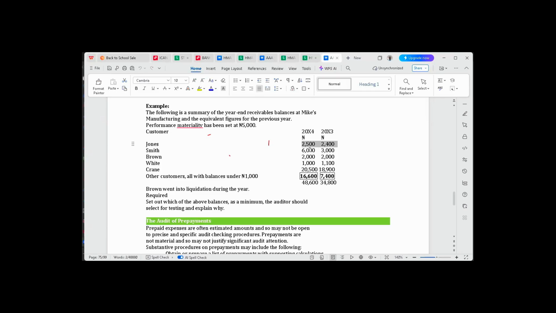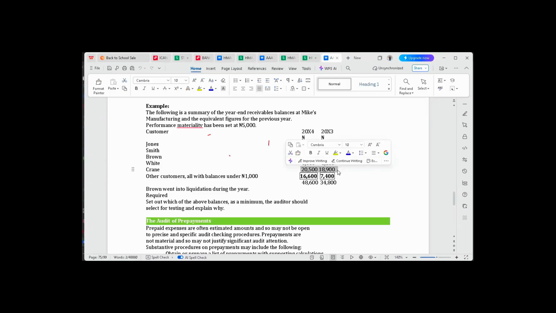For me, I might go for this one, 20,500 and 18,900, that relates to Crane. Why did I select Crane? Although I'm looking at the maximum, I will expect that you all try the minimum. I'm using it for the maximum because Crane is the only one that owes more than 20,500. Others are less than 10,000. For Crane, you owe 20,500 and 18,900 respectively.